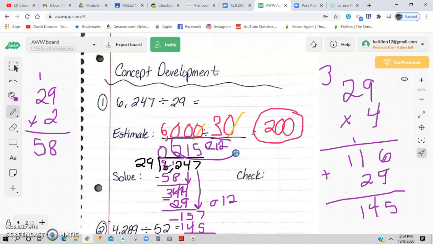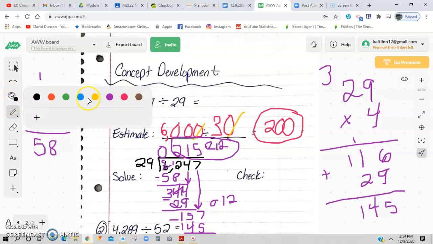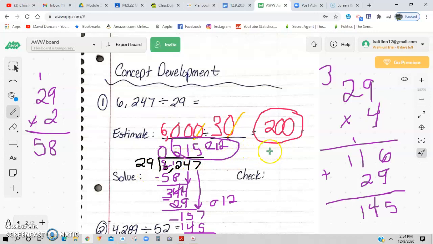Now I need to check my work. So I'm going to multiply 29 by 215 and add 12. So I'm going to do 215 times 29. I have 9 times 5 is 45. 5, carry the 4. 9 times 1 is 9, plus 4 is 13. So I'm going to do 3, carry the 1. 9 times 2 is 18, plus 1 is 19.